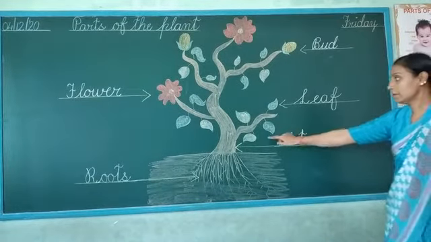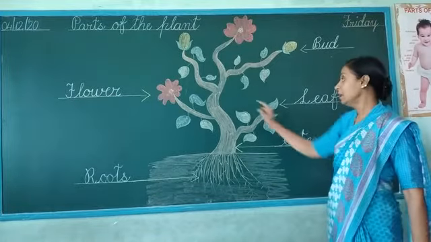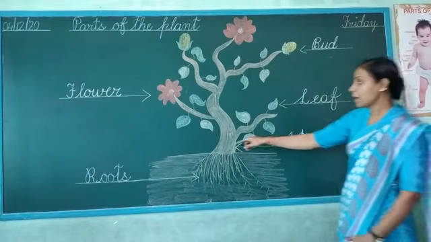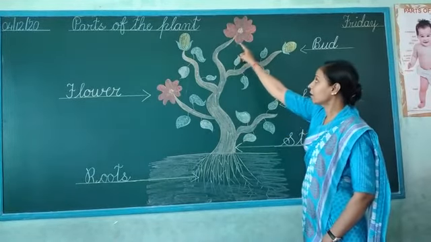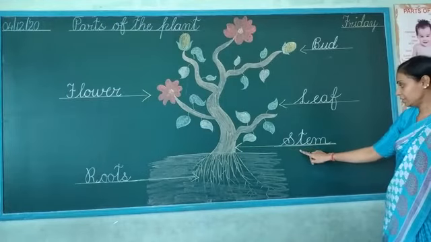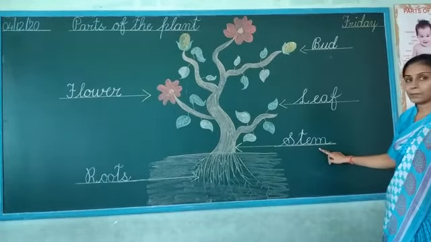ये जो है सब वो क्या है? Leaf. Next, stem. Plant का जो ये part है वो क्या है? Stem. S T E M, stem.